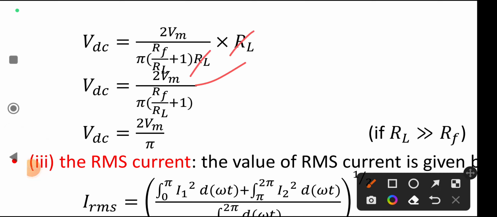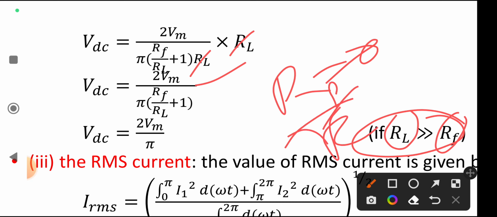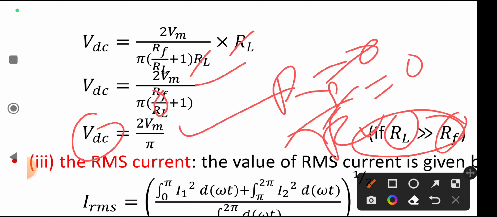If you apply this condition, generally the forward resistance Rf is very small compared to RL, so the ratio becomes 0. So Rf by RL is always taken as 0. We use this formula again and again, so keep this in mind too. So this term is 0, and then you get this. So VDC is 2 Em by pi.